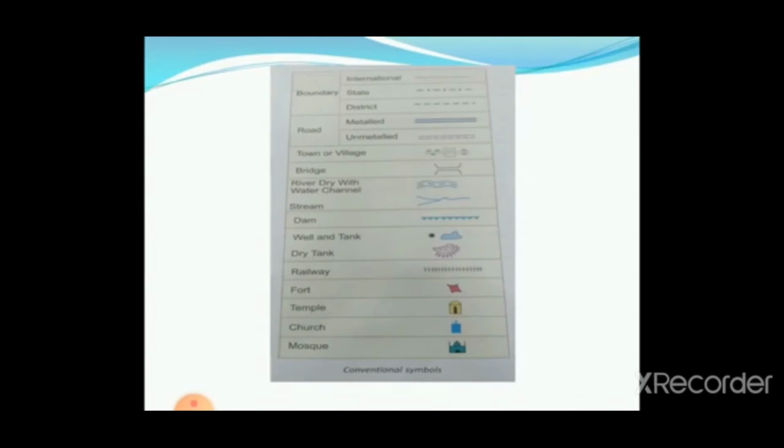If it is used only for that map, it will be given on the side as key and legend. Otherwise, it is internationally accepted. Then most of the people who know how to read the map properly can understand it easily.